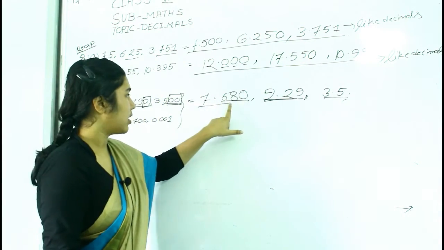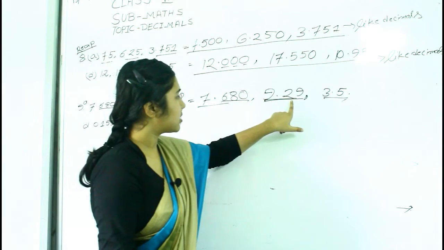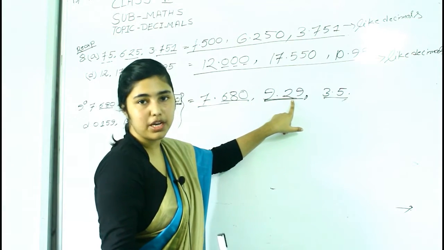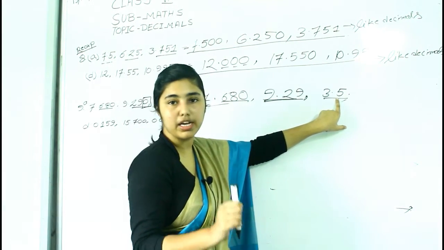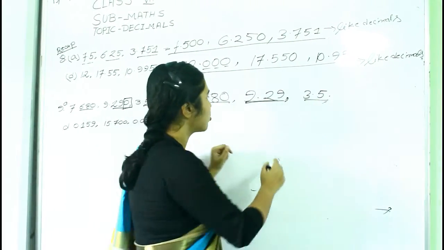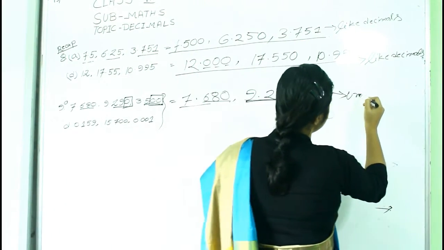Now look at these numbers. First number has 3 decimal places. Second number has 2 decimal places, and the third number has only 1 decimal place. So these are unlike decimals.